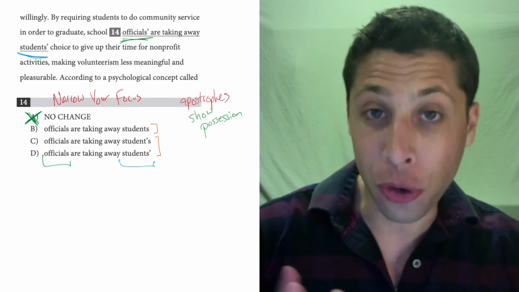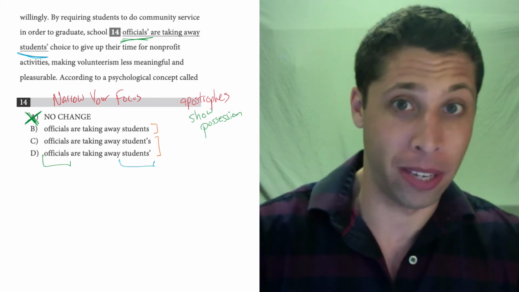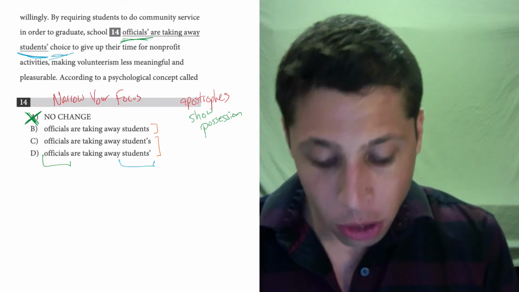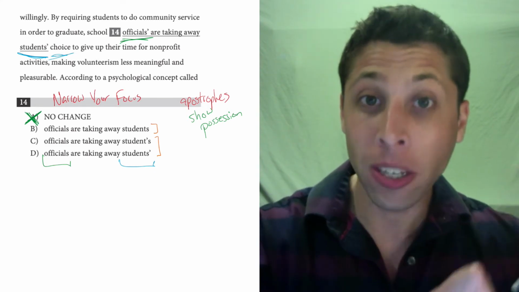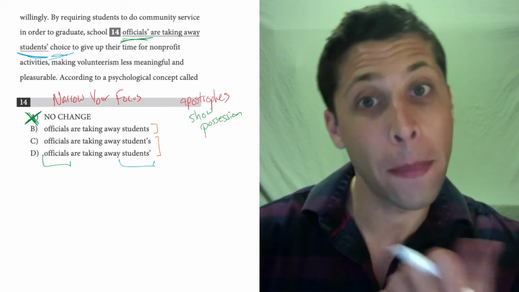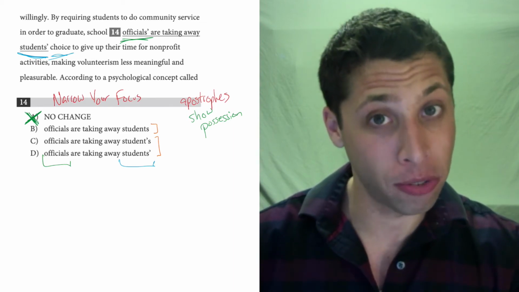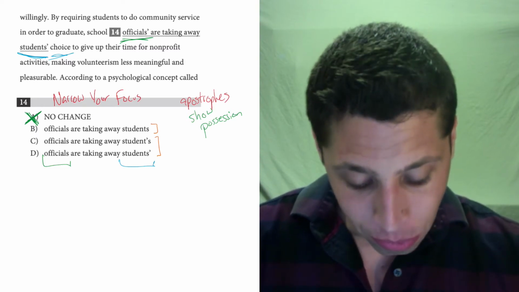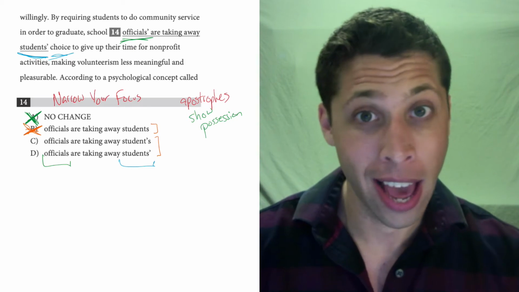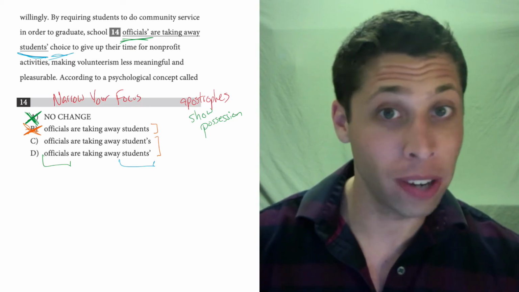So do the students own something here? Yes, it's the students' choice, right? The choice belongs to the students. So that's a case where we would use an apostrophe. So that gets rid of choice B. We need an apostrophe. And now we have to determine, where does it go?